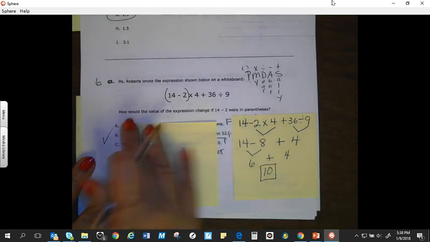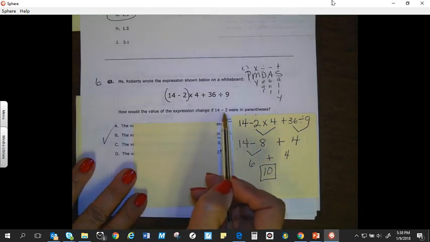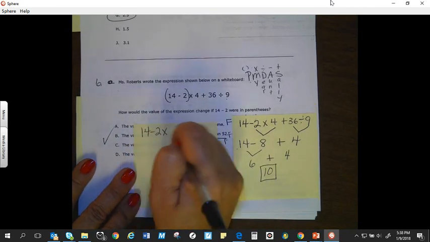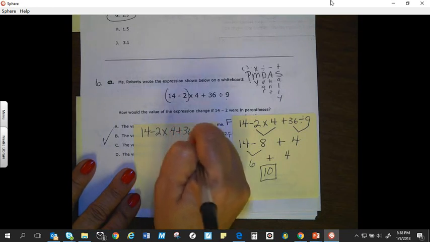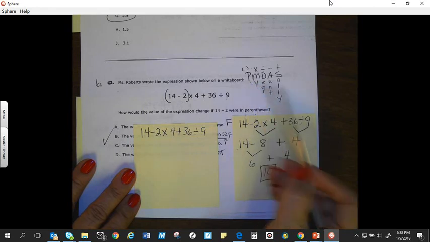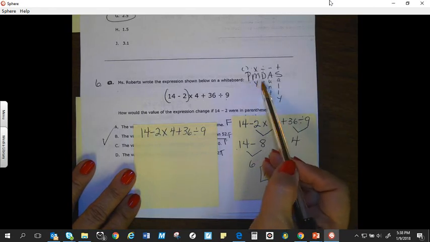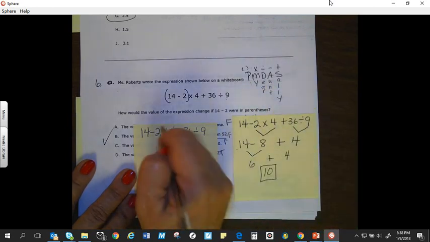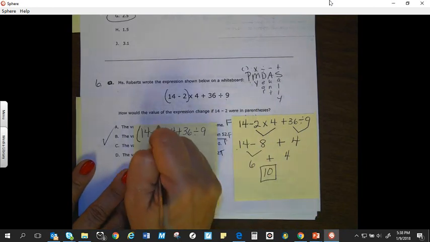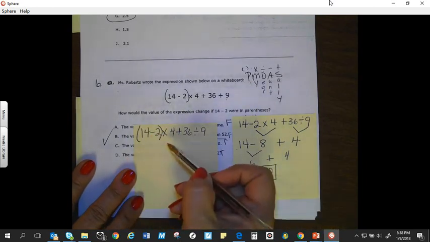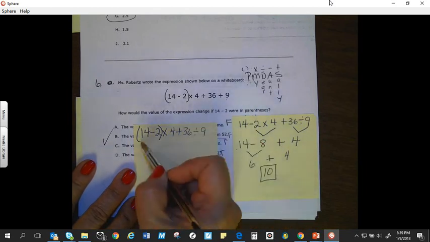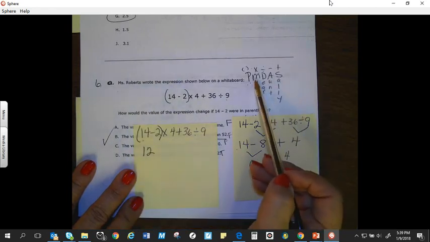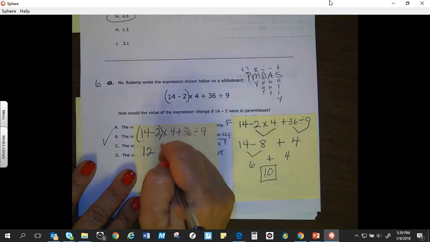Okay, so now it said, how's this going to change if we added parentheses around 14 minus 2? So let's take 14 minus 2 times 4 plus 36 divided by 9. Again, we have PEMDAS, or please excuse my dear Aunt Sally. So parentheses, that's going to go around the 14 minus 2, so I'm going to actually do that. So now I'm going to do everything in the parentheses because that's what it tells me. So 14 minus 2 equals 12. The next thing it says is anything that deals with multiplication or division. Well, I'm going to bring down this one here.